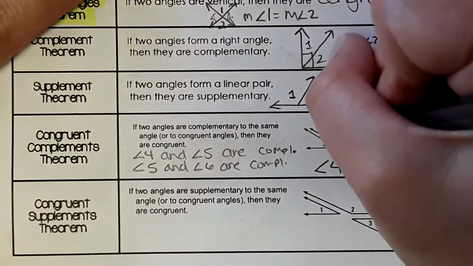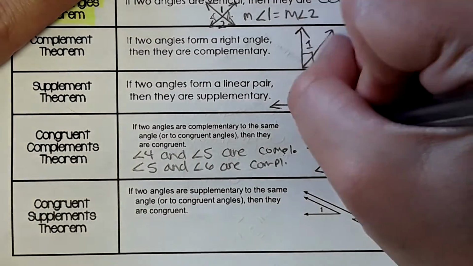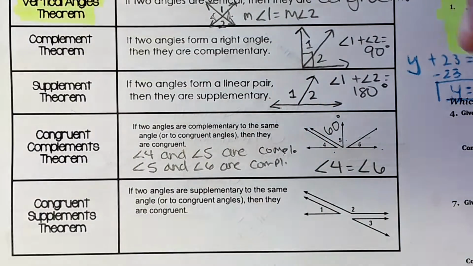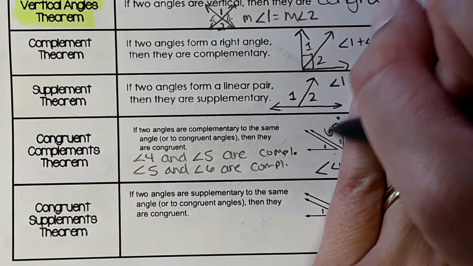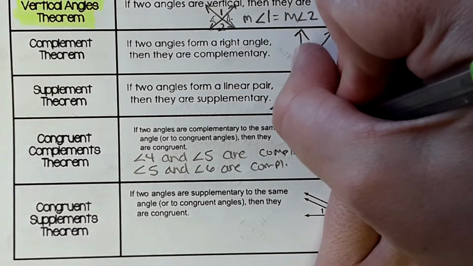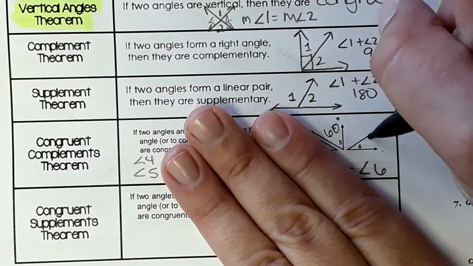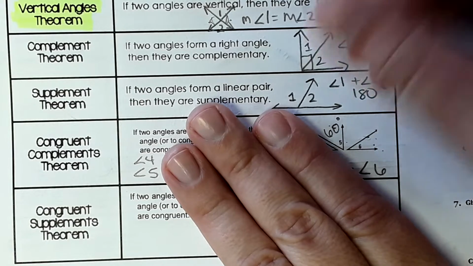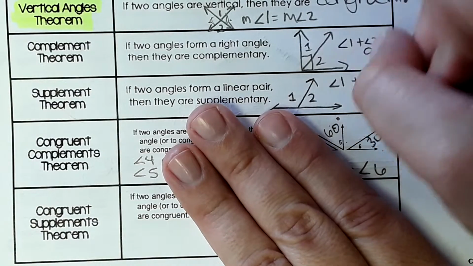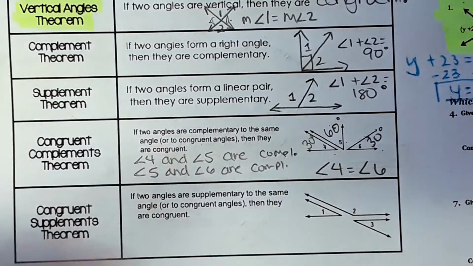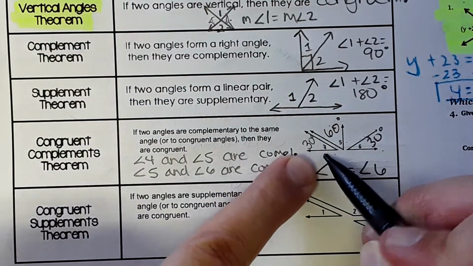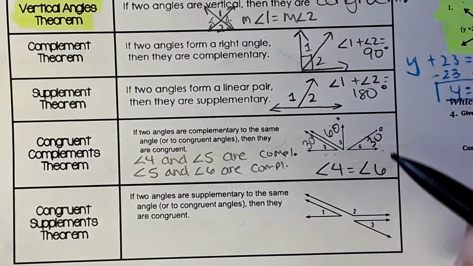Okay, so let's say that angle 5 is 60 degrees. And then we're told that 4 and 5 are complementary, so angle 4 would have to be 30 degrees because it would have to add up to 90. Then you're told that 5 and 6 are complementary. Well, if they're complementary, angle 6 has to be 30 degrees because it would have to add to 90. That means angle 4 and 6 are equal.